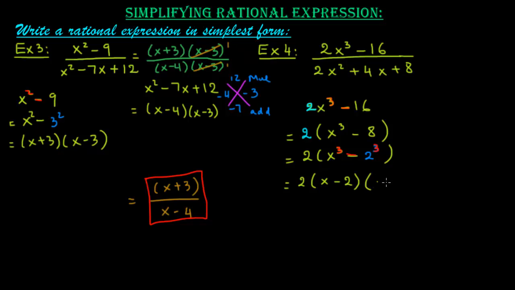X to the third, you take 1 already, we still have 2 more, so x squared. 2 to the third, you take 1 already, so we have 2 more of 2, which is 2 squared. The middle sign will be the opposite of the first sign, and the two first terms multiply to each other, so you have 2x. So the final answer for this one is 2 times x minus 2 times x squared plus 2x plus 4.